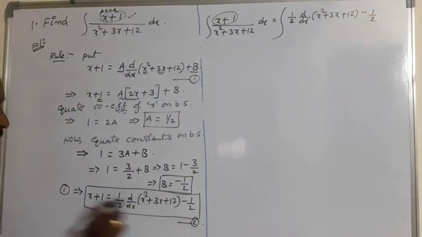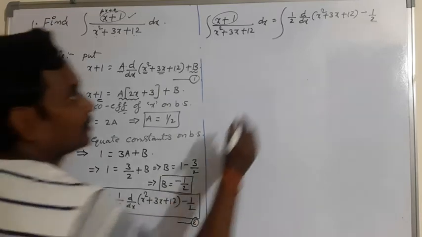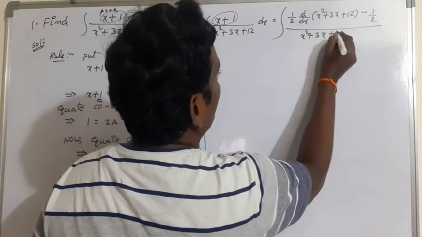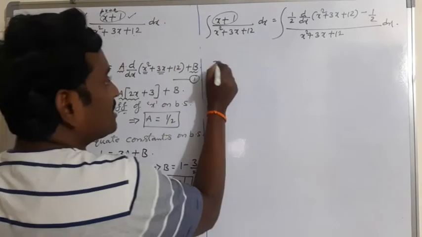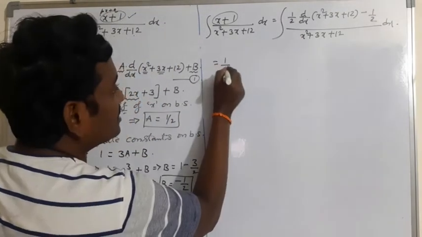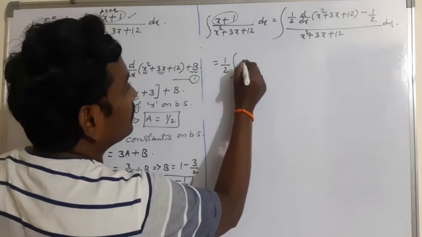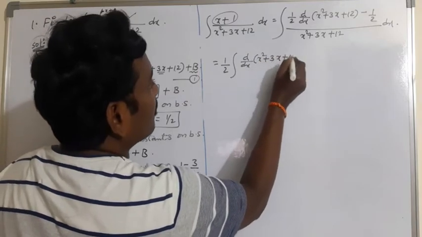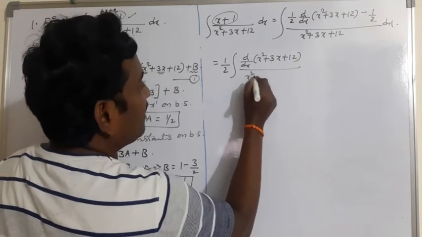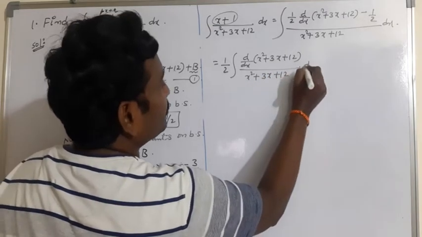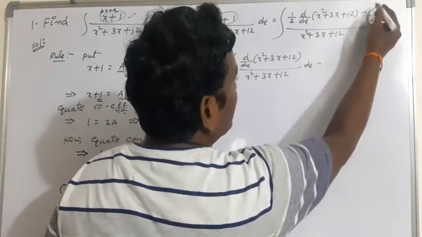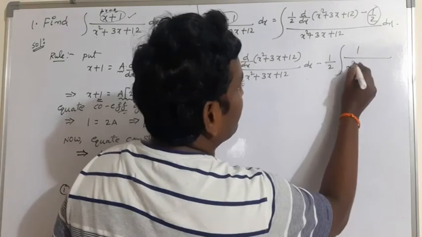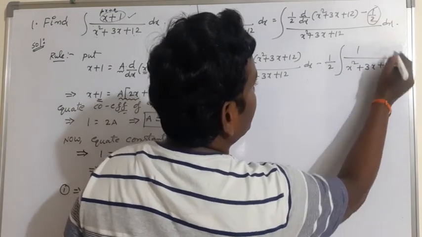according to equation number 2, the numerator can be reduced to this form, over the same denominator, x square plus 3x plus 12, into dx. Now separate the terms in the numerator. 1/2 is the constant term, take it outside the integration. You will get d by dx of x square plus 3x plus 12 over x square plus 3x plus 12 into dx, minus, again, the second part is 1/2 which is constant, take it outside of the integration. So the integration of 1 by x square plus 3x plus 12 into dx.